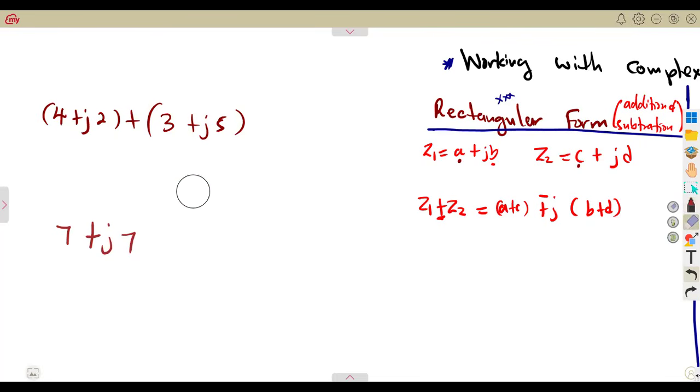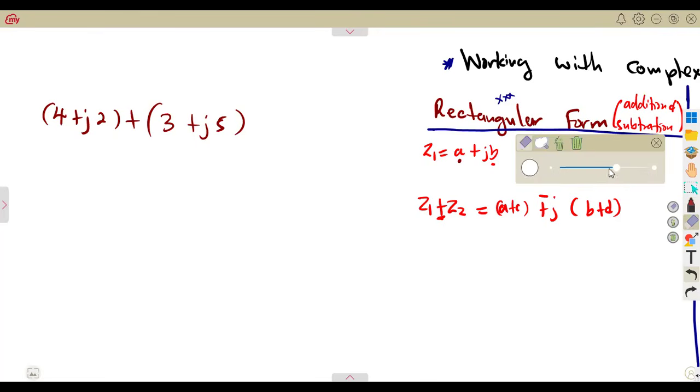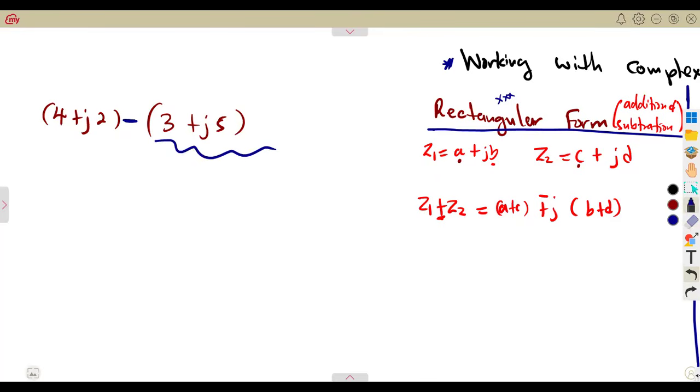If it was a minus here, let us just say we've got a minus, what is going to happen? Still the same thing. You have got a minus here, meaning that this bracket is going to be distributed by a negative 1. We're going to expand by negative 1. So that's 4 plus J2, minus times 3, which is minus 3. Minus times a plus, that's minus J5. This is where we are.